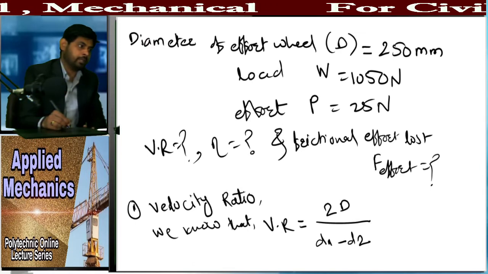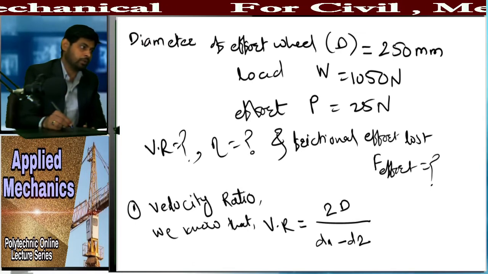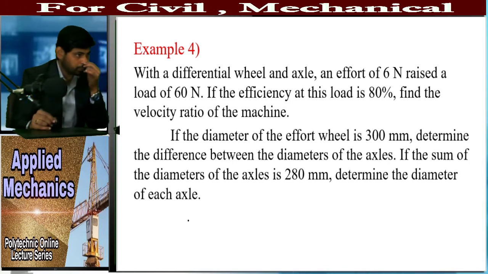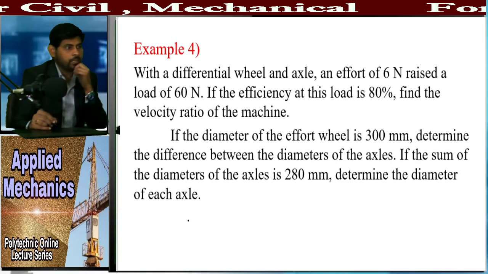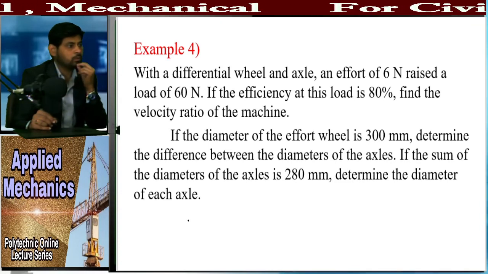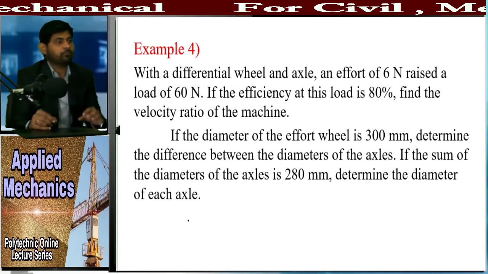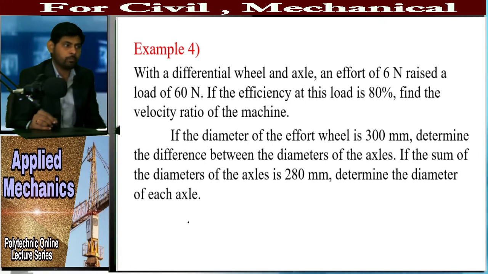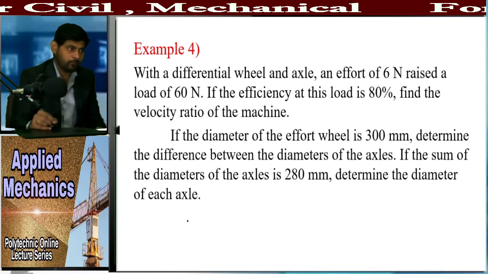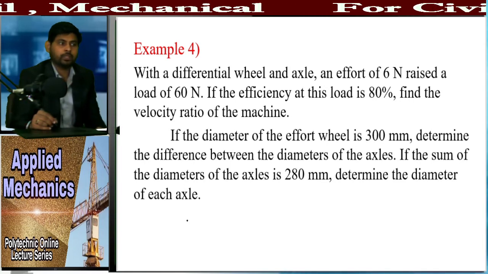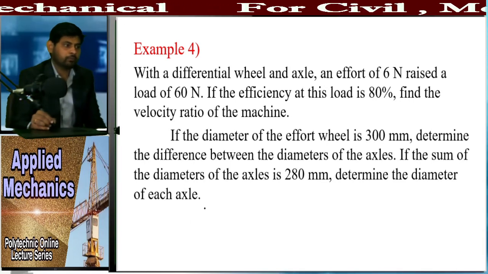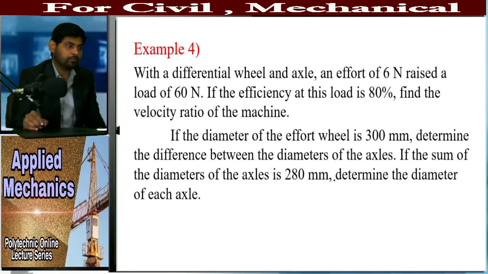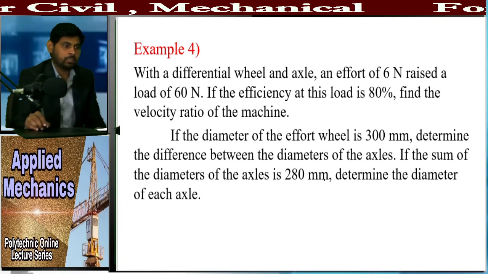Okay. So let's see the second problem based on it. So what does our problem say? With a differential wheel and axle, an effort of 6 Newton raised a load of 60 Newton. If the efficiency at this load is 80%, find the velocity ratio of the machine. If the diameter of the effort wheel is 30 mm, determine the difference between the diameters of the axles. If the sum of the diameters of the axles is 280 mm, determine the diameter of each axle.